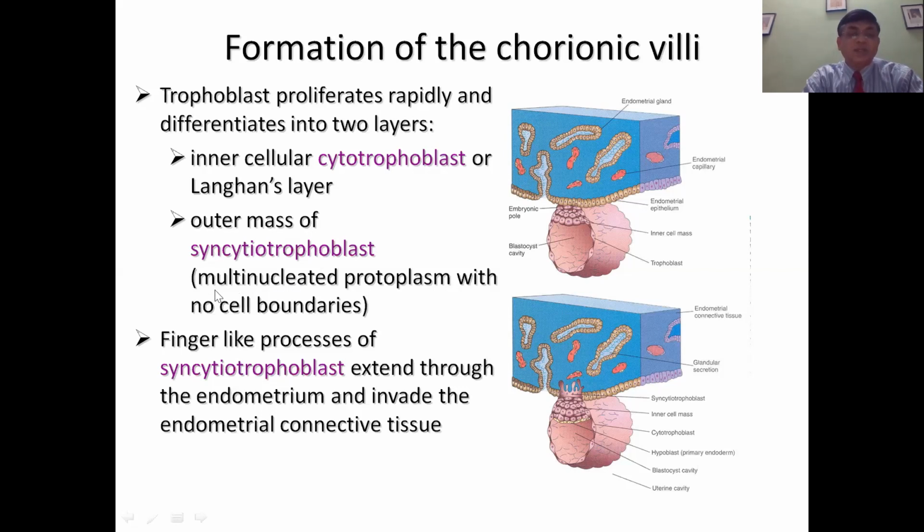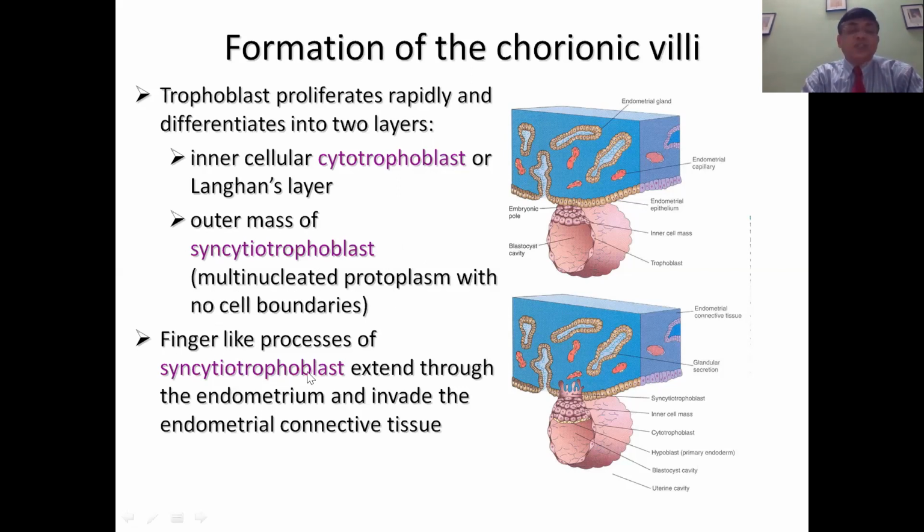And what it is? It's a multinucleated protoplasm with no cell boundaries. So thus the trophoblast we know now has got divided into two. The inner one with cell walls is cytotrophoblast, the outer one without cell walls, only the nuclei are there, and it's a multinucleated protoplasm which we call as syncytiotrophoblast.